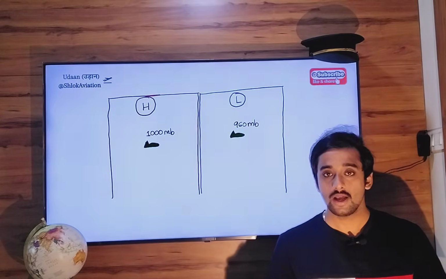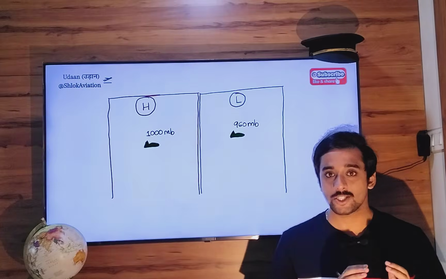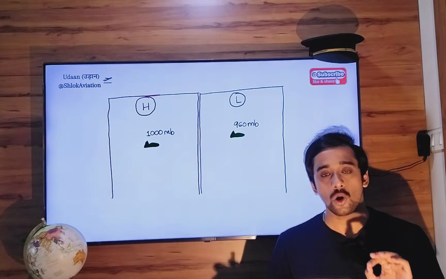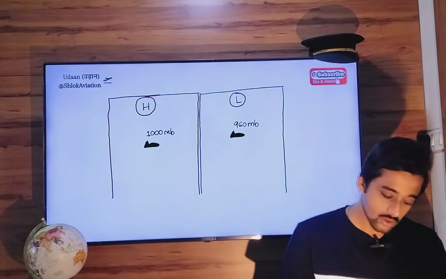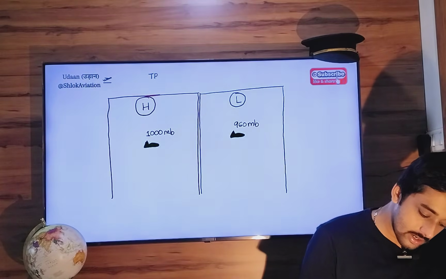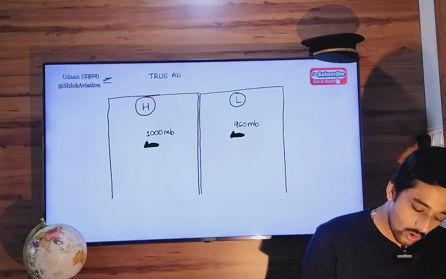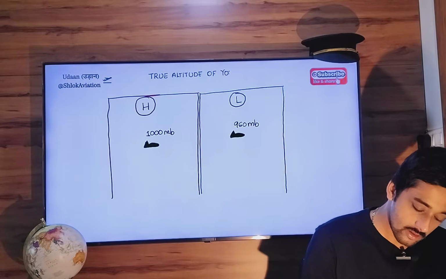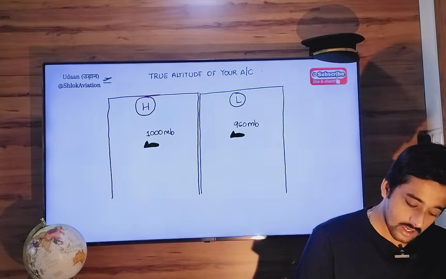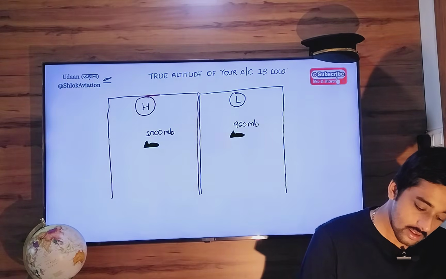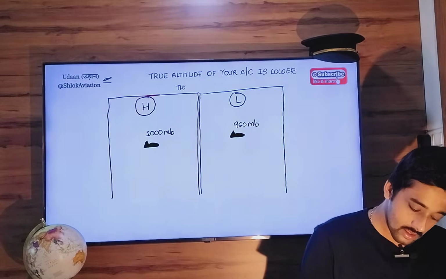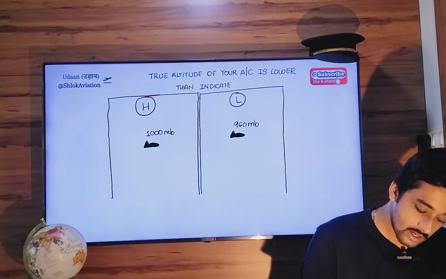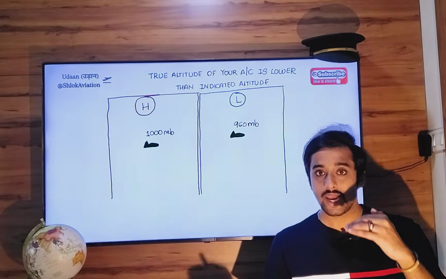So always, as a rule, whenever you fly from high pressure area into a low pressure area and you do not reset your altimeter pressure setting, the true altitude, which means the real altitude of your aircraft, is lower than the indicated altitude. True altitude is lower than indicated altitude.